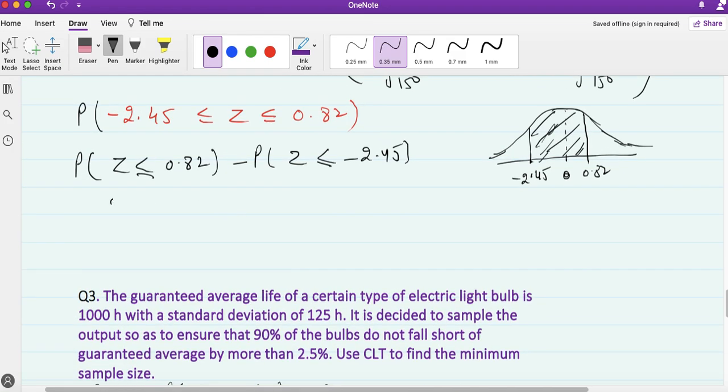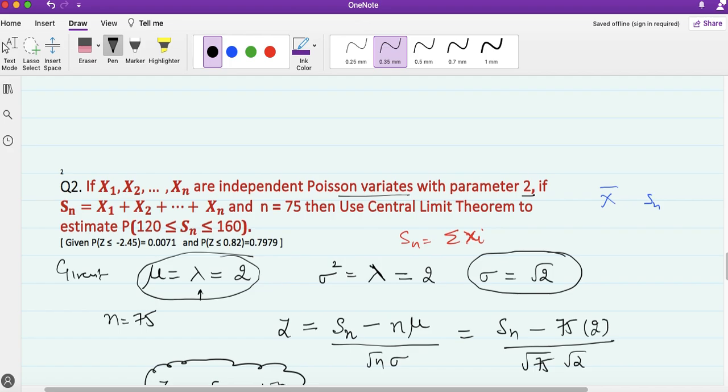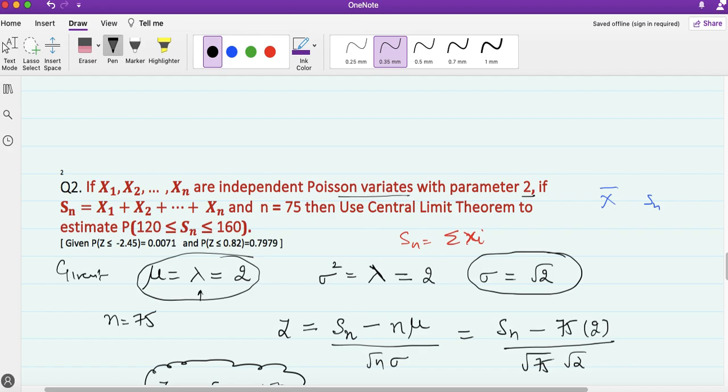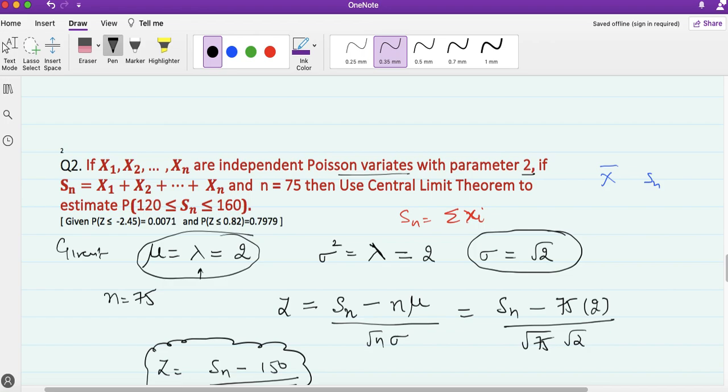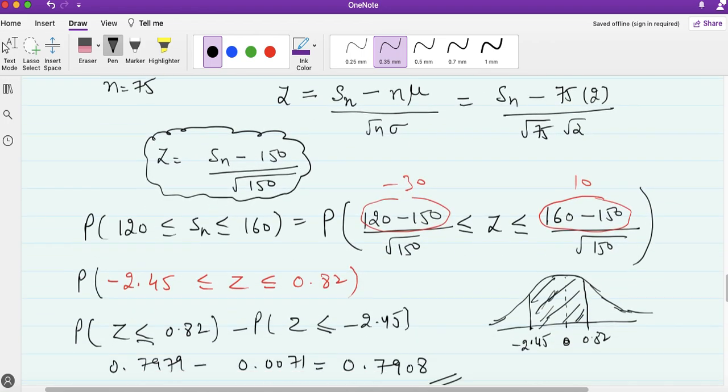So it is 0.7979 subtract 0.0071, and when we simplify we are getting 0.7908. So that is our answer, right? So you can see from here that sometimes the query can be in sum or in X bar. Both ways we can apply the central limit theorem.